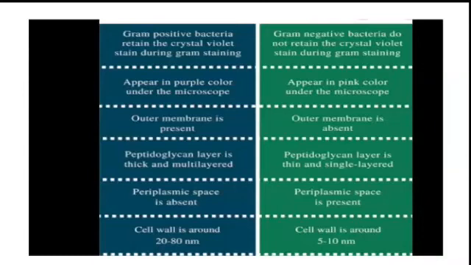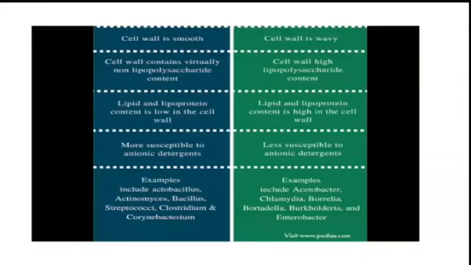The cell wall is around 20 to 80 nm in thickness, as we have seen in the green color layer which is thick, whereas in gram-negative it is thin, 5 to 10 nm. The cell wall is smooth, whereas the cell wall is wavy in the gram-negative. The cell wall contains virtually no lipopolysaccharide content, whereas gram-negative has a high lipopolysaccharide content.